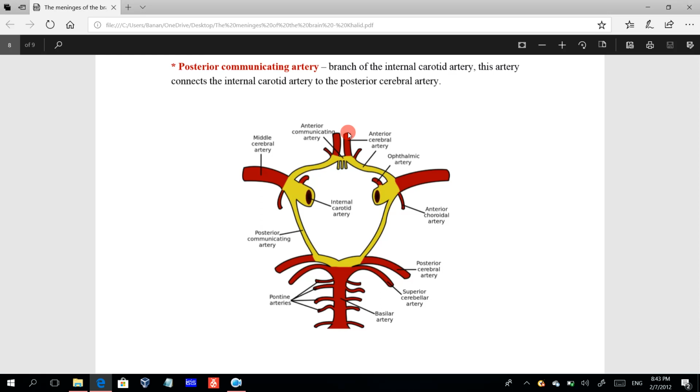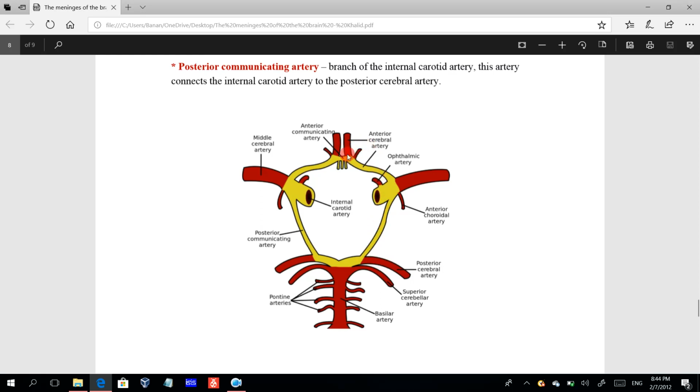And also we have from this, of course, this is the middle cerebral artery. This is the middle cerebral artery. And here from the internal carotid artery, we have the communicating artery, which is called the posterior communicating artery, connecting the internal carotid artery with the posterior cerebral artery, which is one of the terminal branches of the vertebral or the basilar artery.